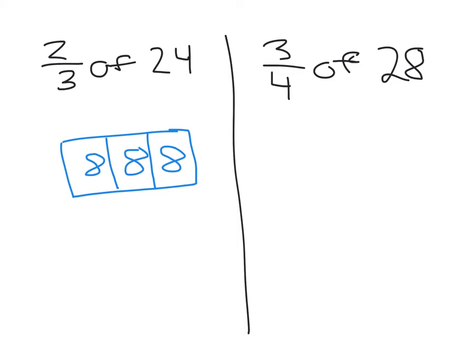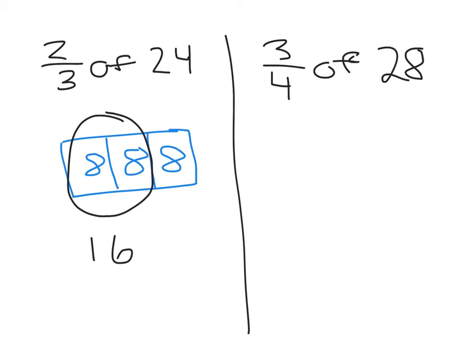Each of those groups is a third. So we've got a third here, a third in the middle, and a third on the right. If we need 2/3, we're going to circle 2 of those equal groups. So 2/3 of 24 would equal 16. We're going to do the same thing with 3/4 of 28.